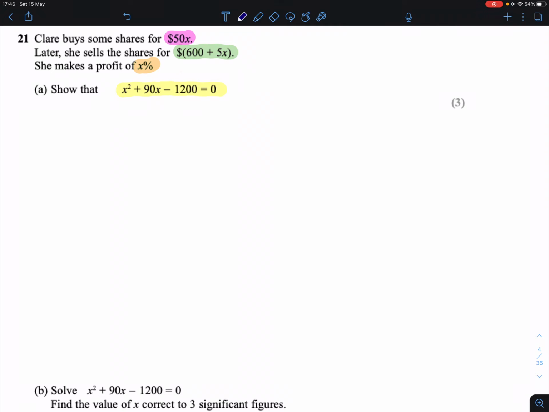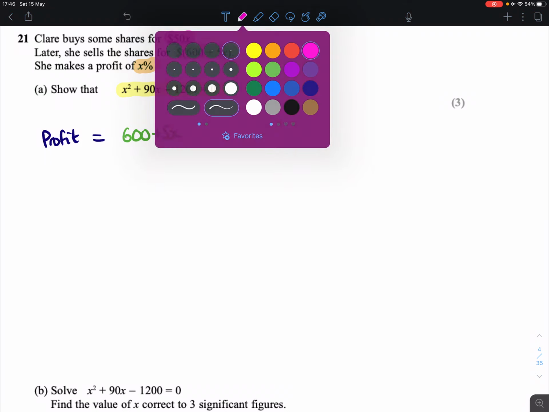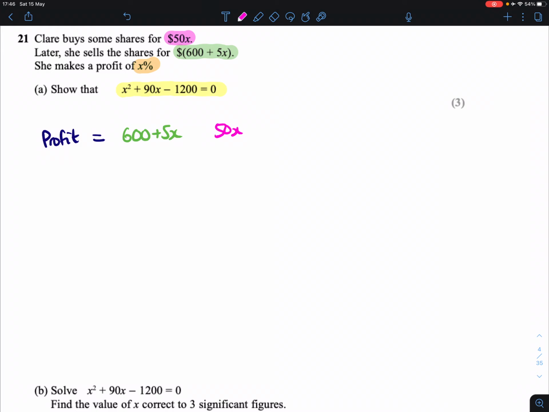So in order to calculate the profit, we need to take what she sells it for, which is the 600 plus 5x. That is the amount she sells the shares for. And we take away the original amount, 50x, because that's what she bought them for. So taking those away from each other gives us the profit itself: 600 minus 45x.